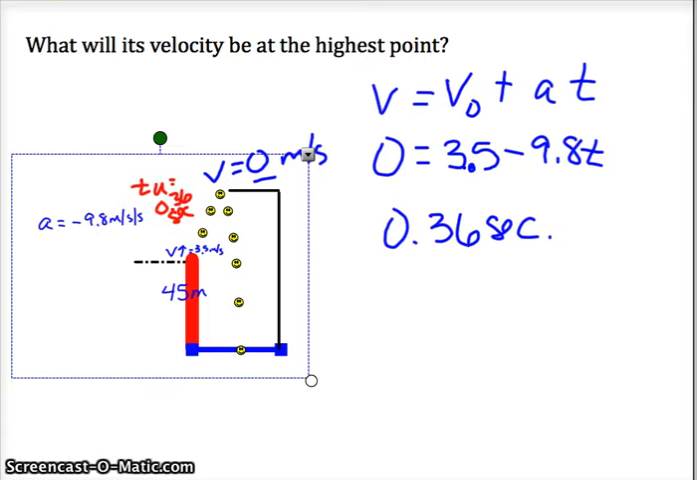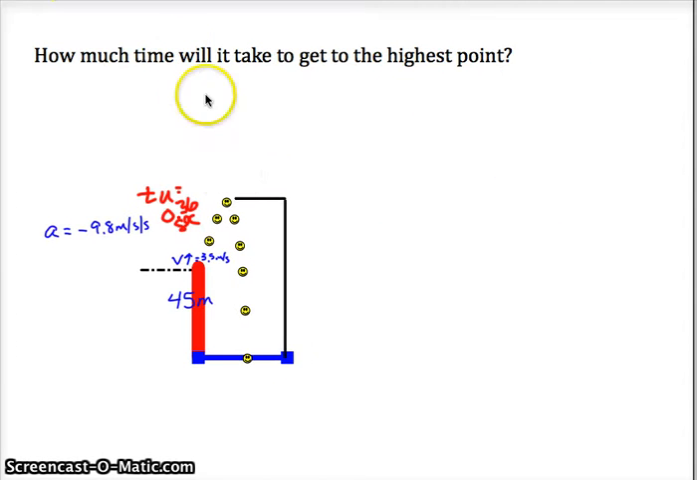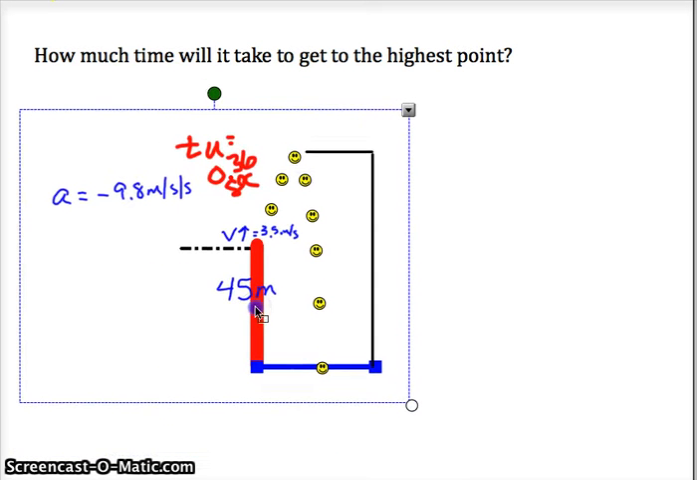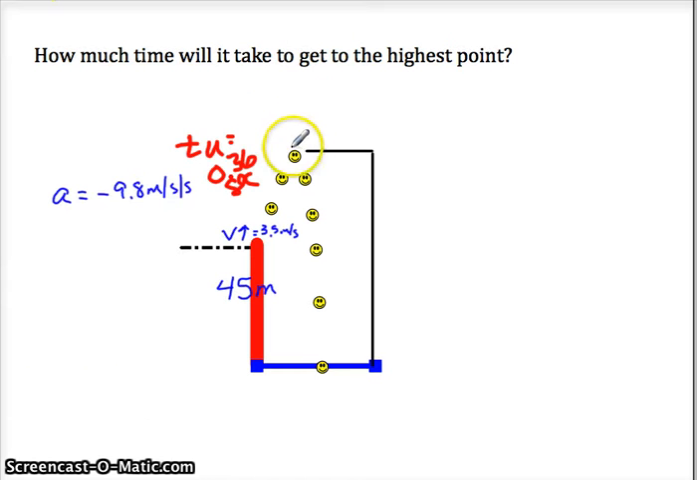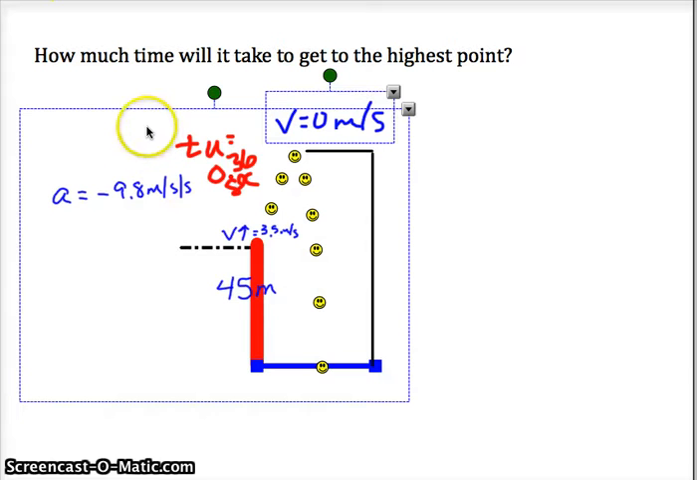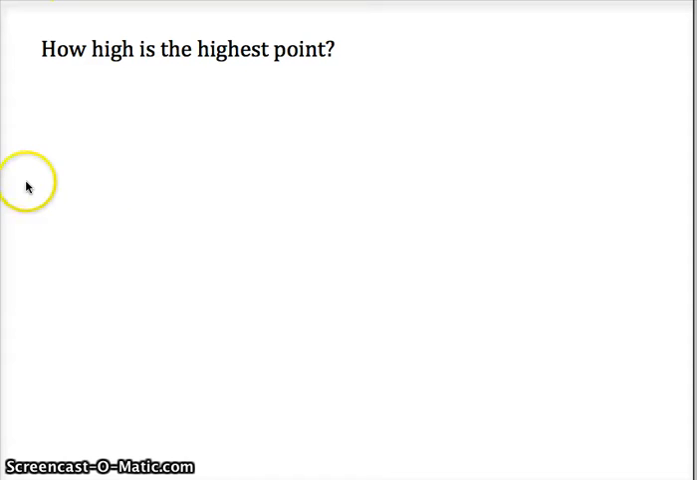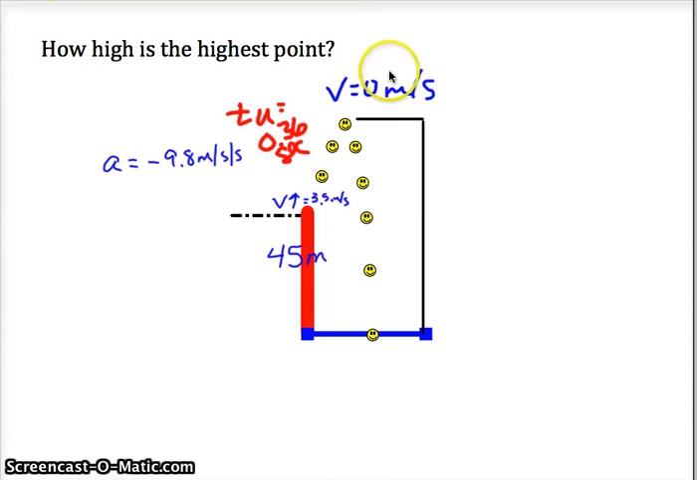Oh, silly me, I answered that question too. I answered that on the first slide, didn't I? The velocity at the top was 0 meters per second. We'll just add that back in here. Velocity at the top is 0 meters per second, which answered the previous question. And now we've answered it again. So let's move on. How high is the highest point?